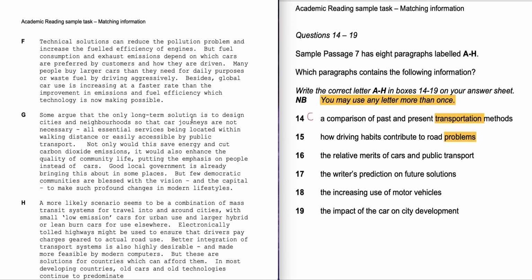Text F. Technical solutions can reduce the pollution problem and increase the fuel efficiency of engines, but fuel consumption and exhaust emissions depend on which cars are preferred by customers and how they are driven. So they were saying about the problems caused by fuel efficiency of engines.